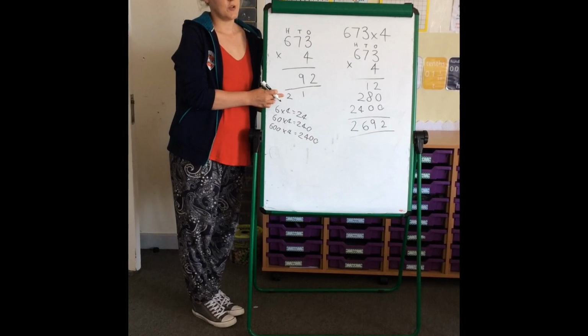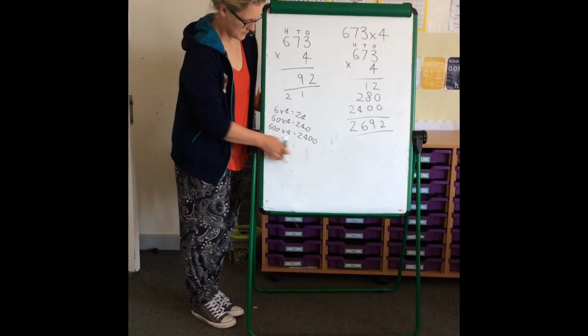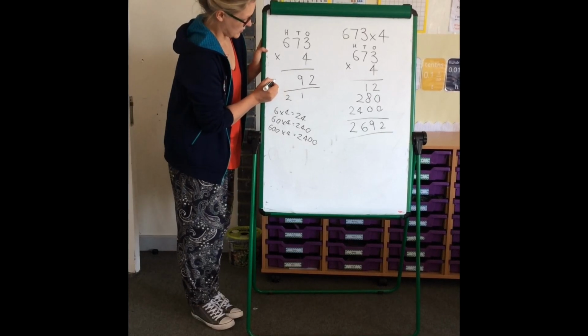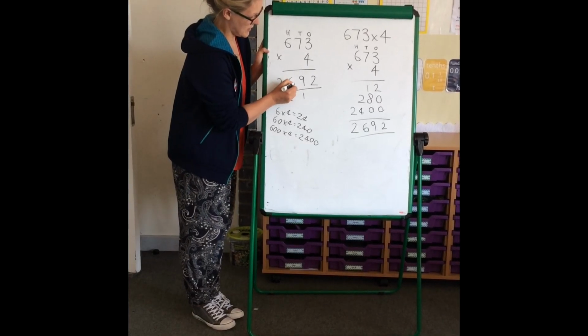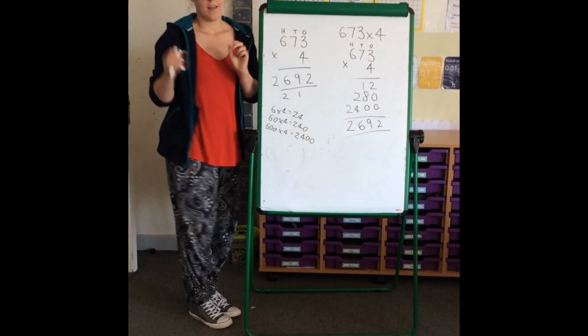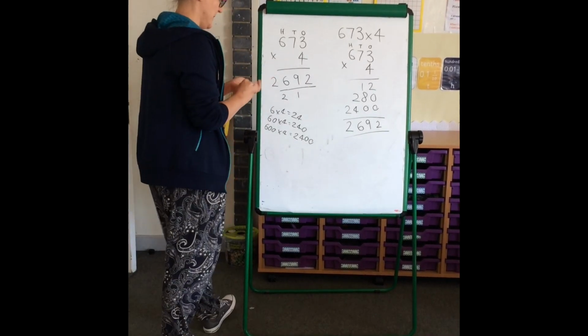Don't forget our extra 200 down here. So it's 2,400, 2,500, 2,600. Haven't got a column for thousands yet, so I have to go here. 2,692. Thumbs up if you got that one. Okay.